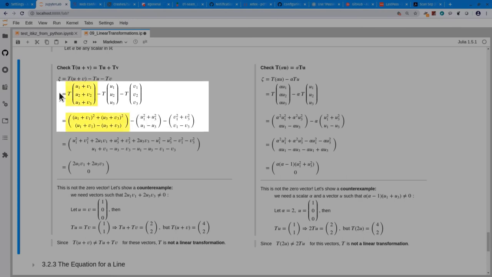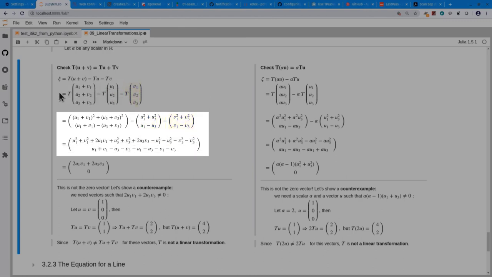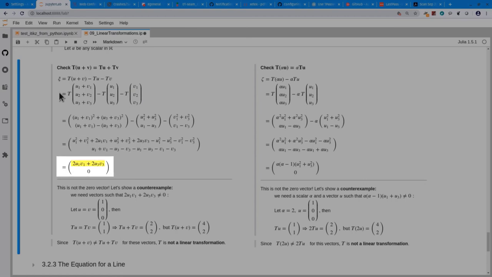So x squared plus z squared, first slot plus third slot, each of them squared and added, minus T applied to u, first slot squared plus third slot squared, first slot minus third slot, and similarly for T applied to v. And now we try and simplify this expression. So we do the algebra, combine all the entries, and after everything is said and done, I end up with 2u1v1 plus 2u3v3 as the first entry of my result. Well, that doesn't look like zero.